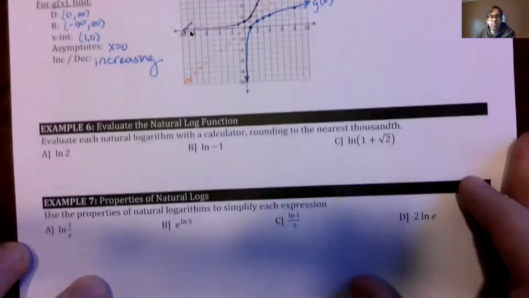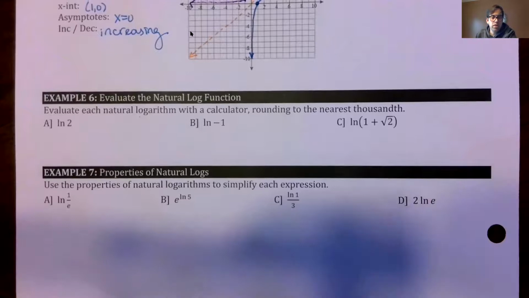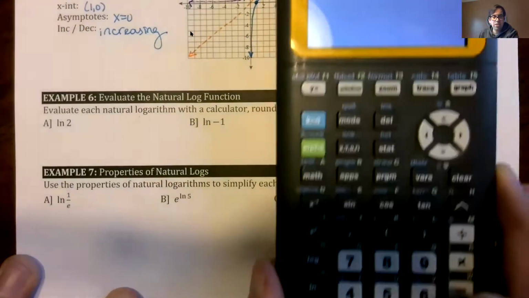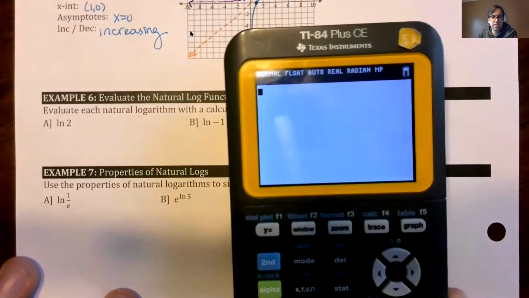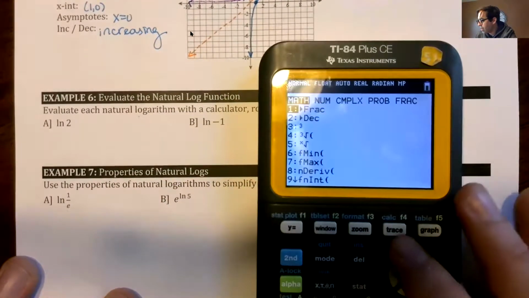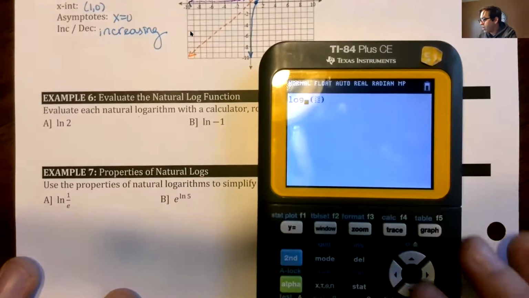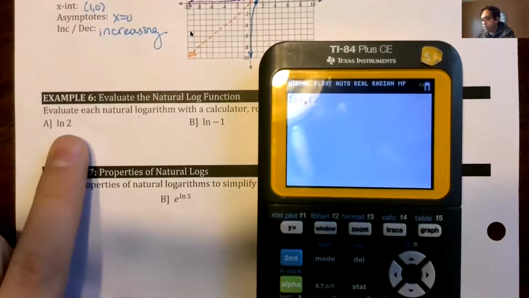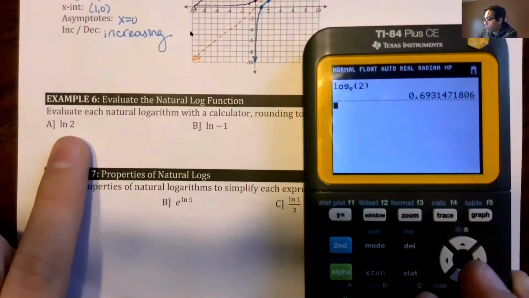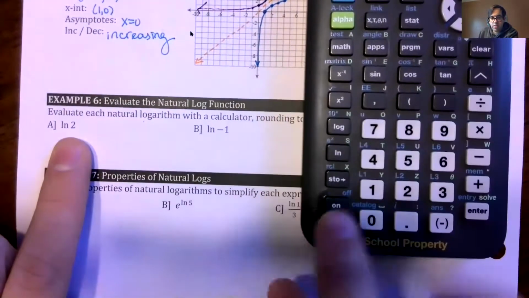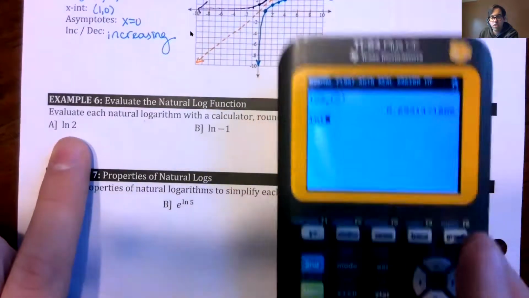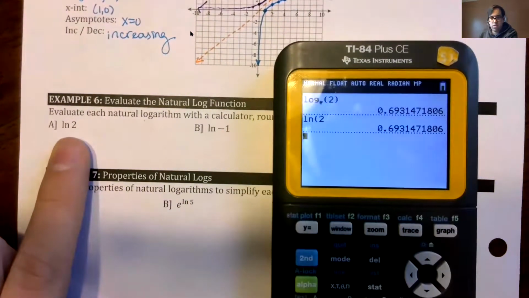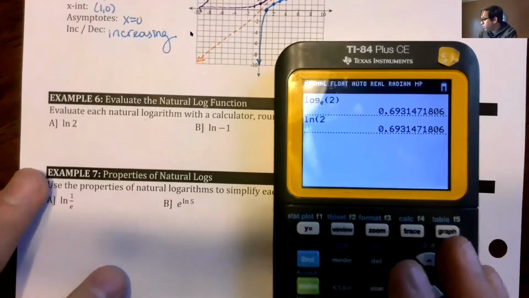But let's keep going. Example 6. Evaluate each natural logarithm with a calculator, rounding to the nearest thousandth. Okay, so we're used to this by now, but now we have the natural logarithm, which means log base e. So there's two ways you could do this. We could go to math, go to log base, make the base e, and then type in 2 for this one. But there's a much quicker way on these calculators, at least: if you press ln for natural log and then type the 2, you'll see you get the same answer. So it's 0.693.